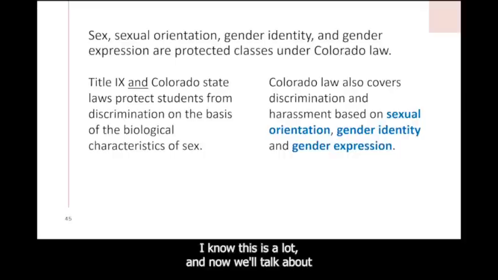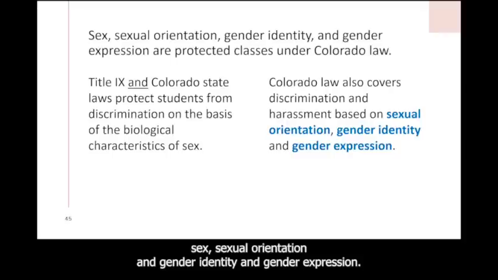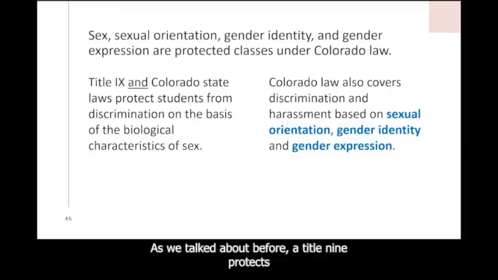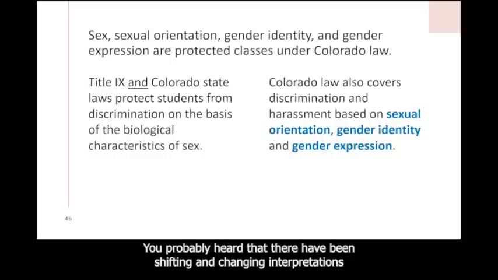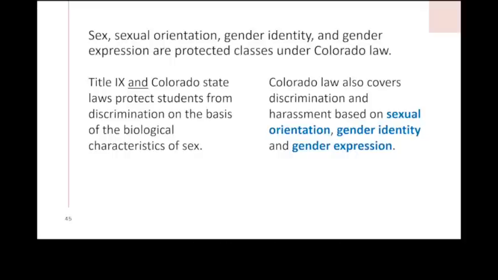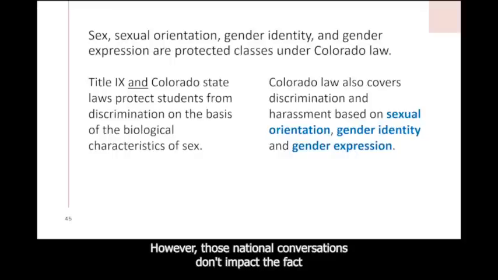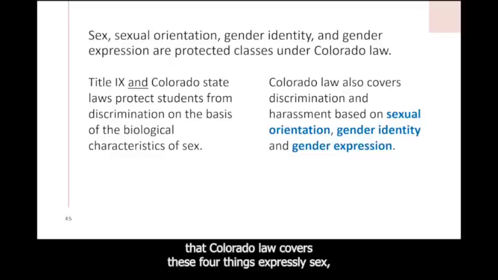And now we'll talk about 4 of our protected classes in Colorado law: sex, sexual orientation, gender identity, and gender expression. As we talked about before, Title IX protects students from discrimination on the basis of sex. You probably heard that there have been shifting and changing interpretations under federal law for what's covered under the umbrella of the term sex. However, those national conversations don't impact the fact that Colorado law covers these 4 things expressly: sex, sexual orientation, gender identity, and gender expression. We'll talk about those categories to make sure we have a basic understanding of the differences.